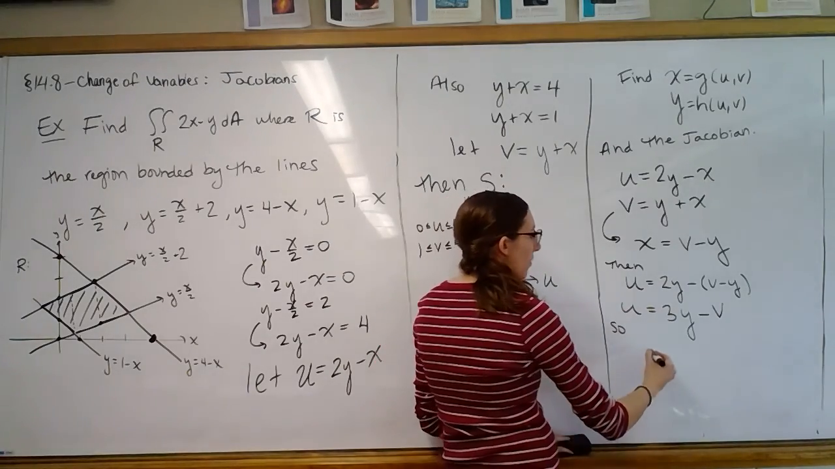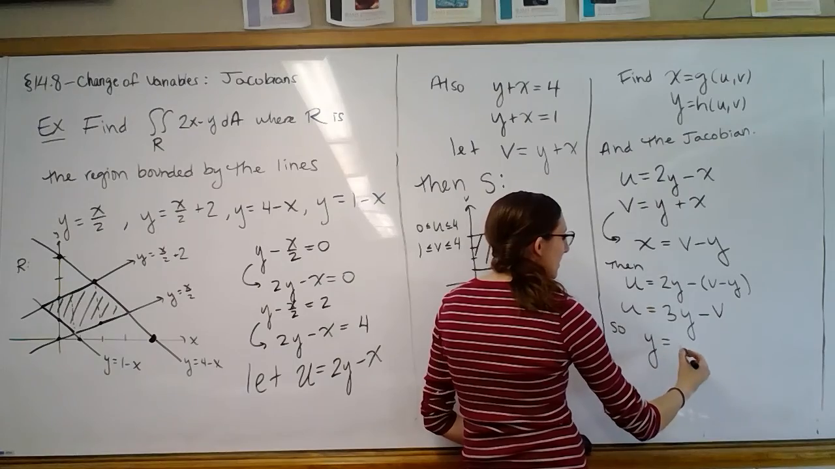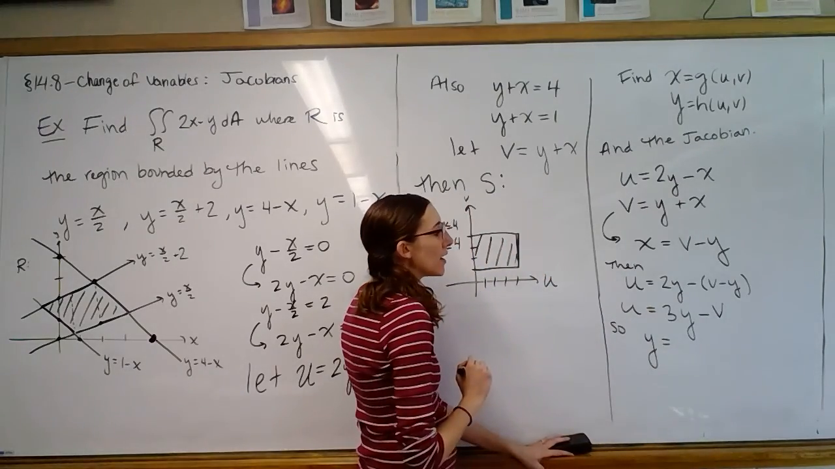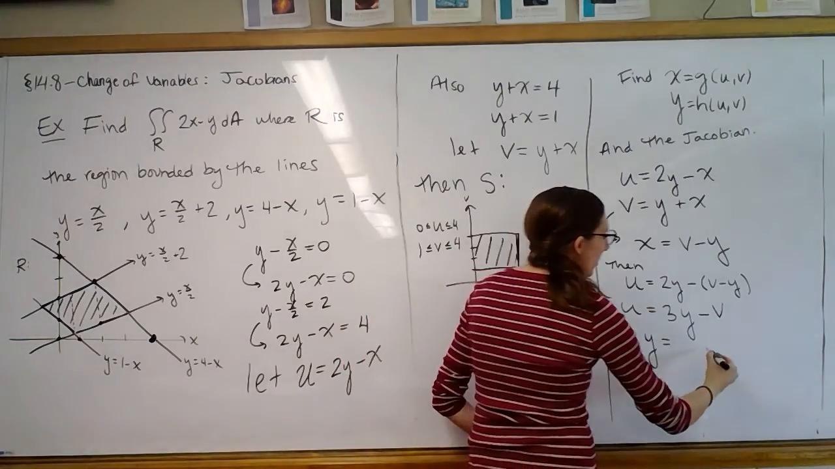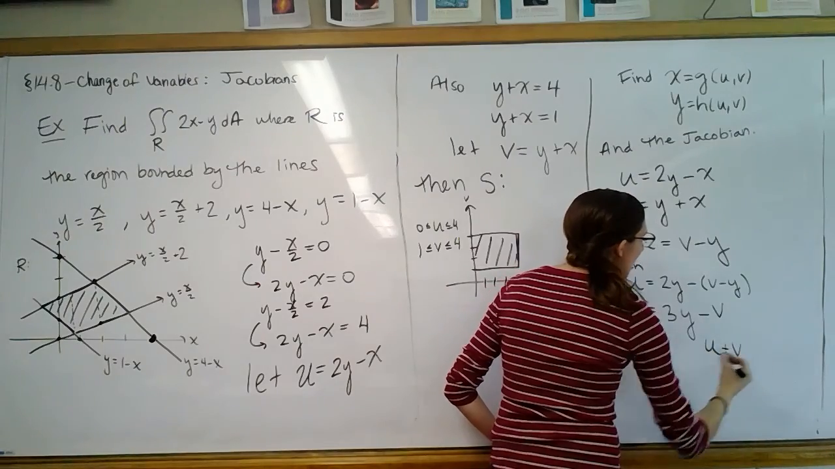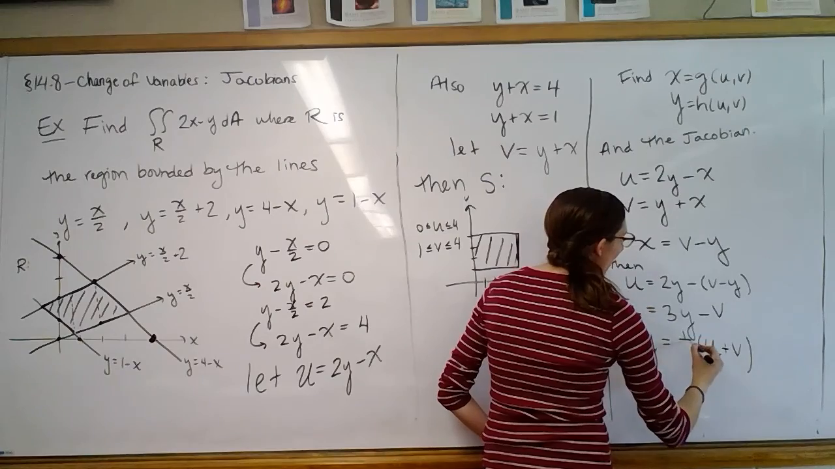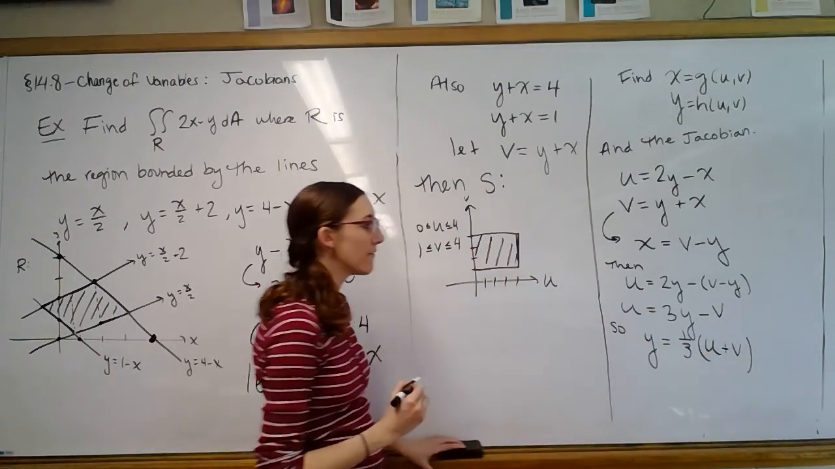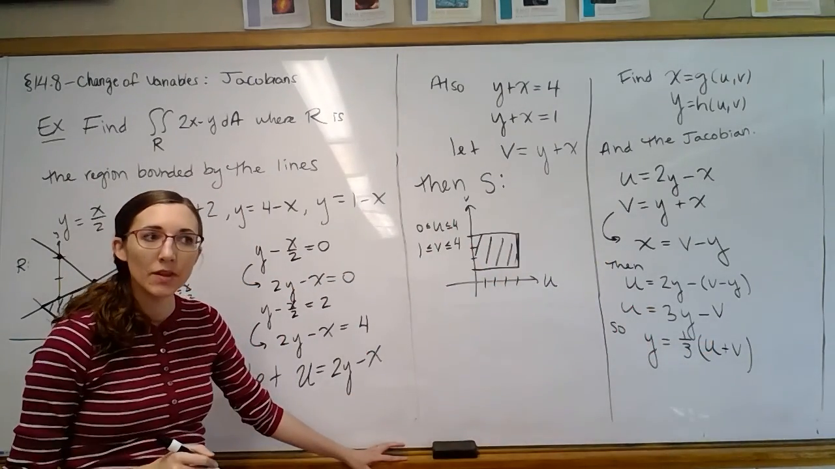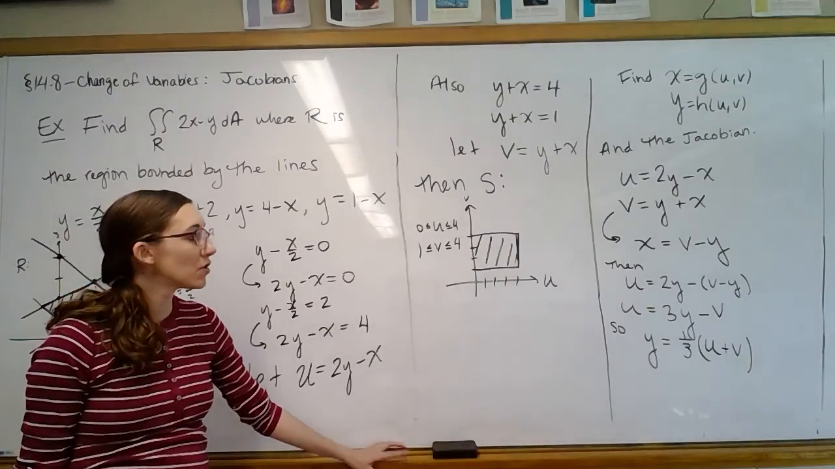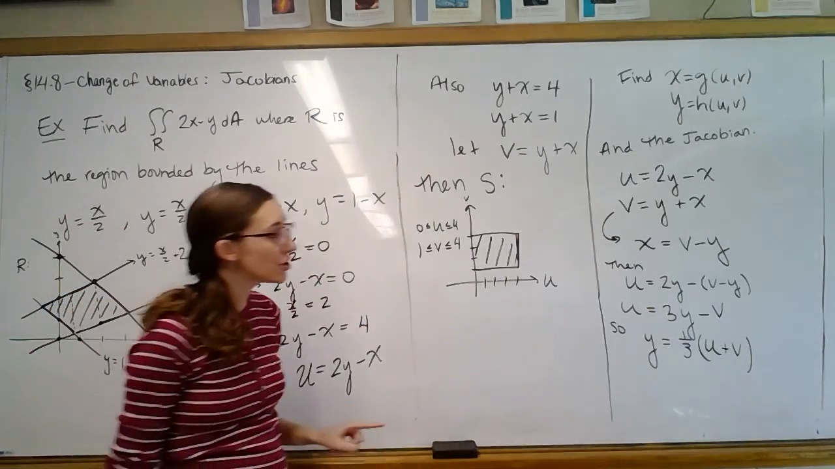So now we've got y is going to be, we'll add the v over, so we'll have u plus v, and then we have to divide by 3. So we have 1/3 u plus v is y. We still need x, so this would be like my h of u v.